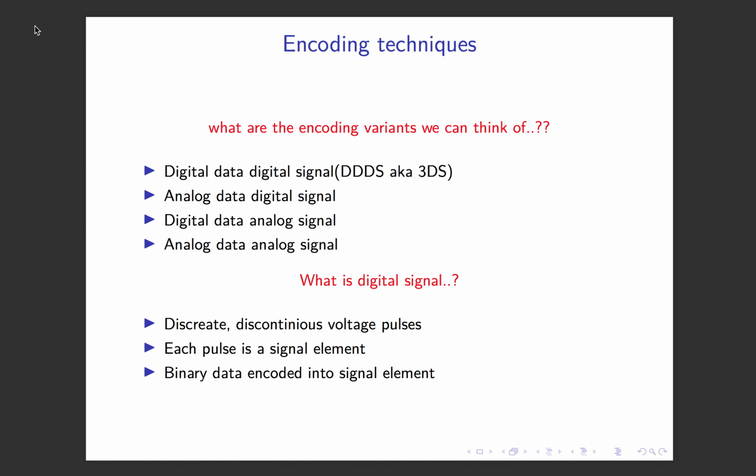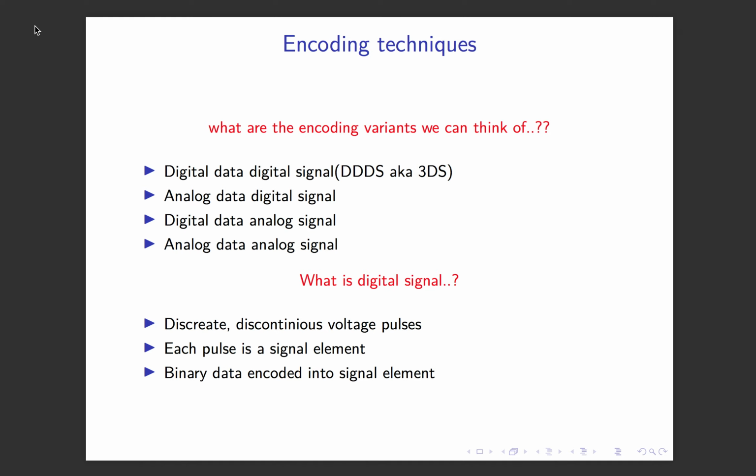So what is an encoding technique? Encoding technique means that we have some digital data or analog data or whatever, and we are encoding it into some signals, maybe digital signal or analog signal. As in the previous talk, I have said that we are encoding digital data into digital signals. So it might seem that it is the only encoding technique, but it's not. We can encode digital data into digital signals, analog data into digital signals, and the same thing we can do with digital data and analog data in an analog signal also.